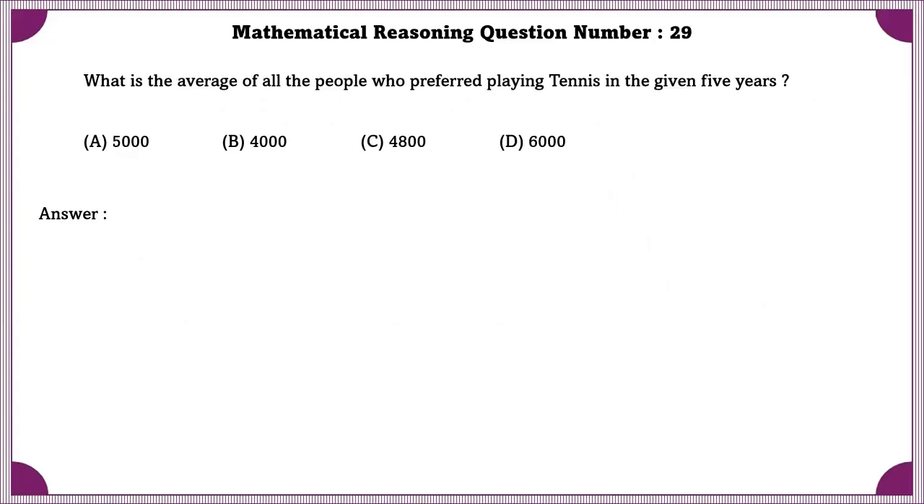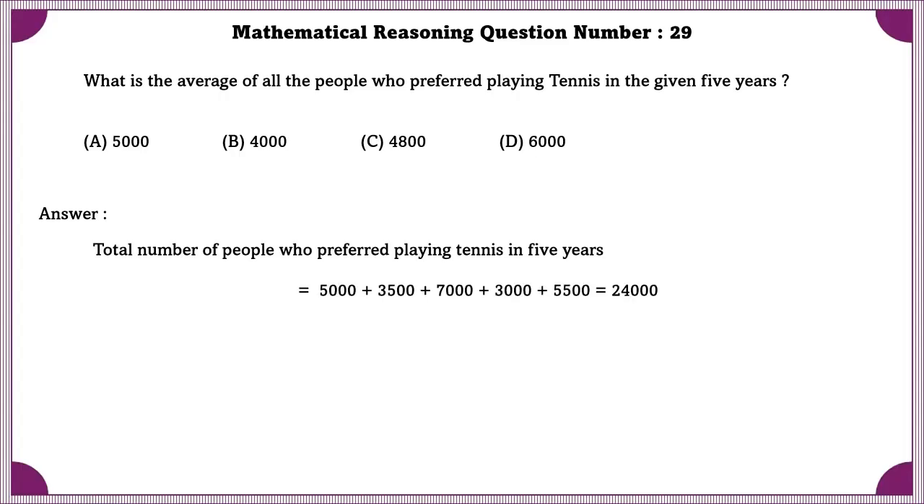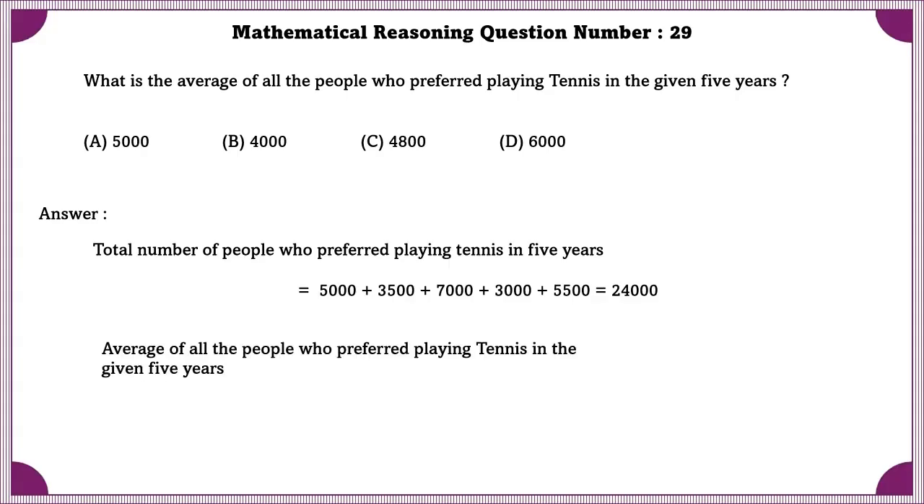Mathematical reasoning question number 29. What is the average of all the people who preferred playing tennis in the given 5 years? The total number of people who preferred playing tennis in the 5 years is equal to 24,000. Average of all the people who preferred playing tennis in the given 5 years is equal to 24,000 by 5, which is equal to 4,800.